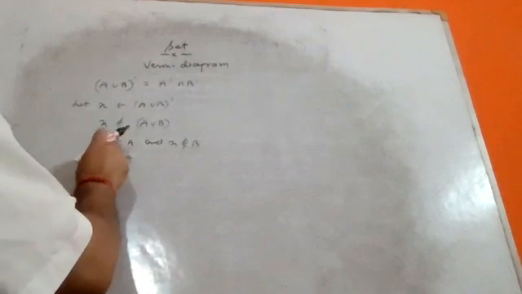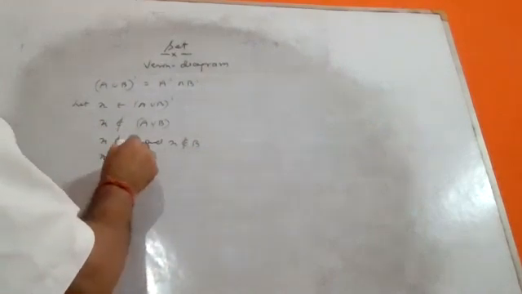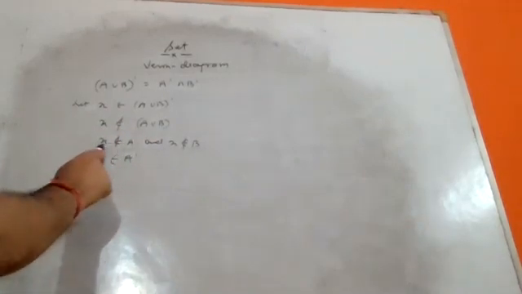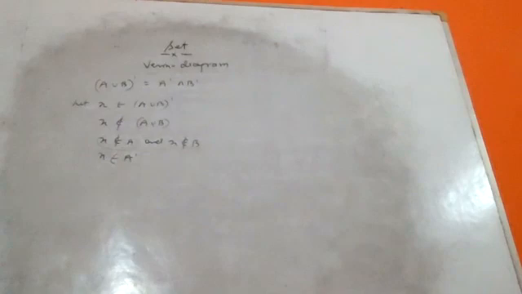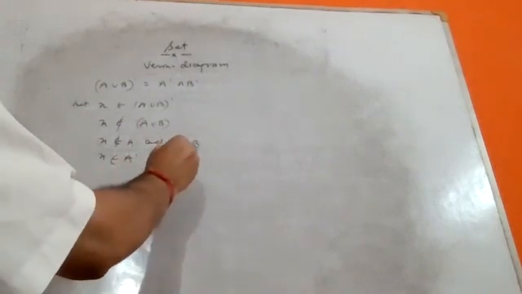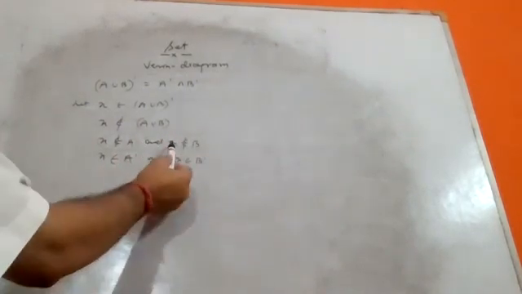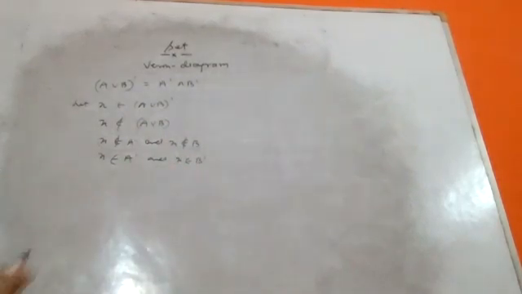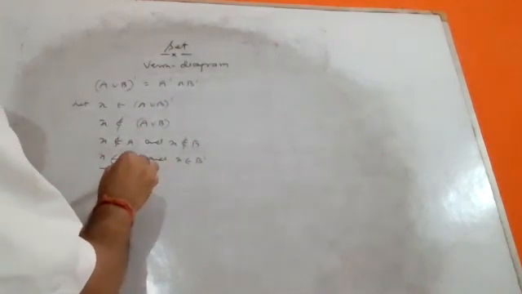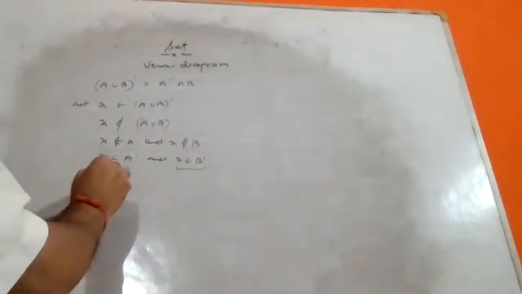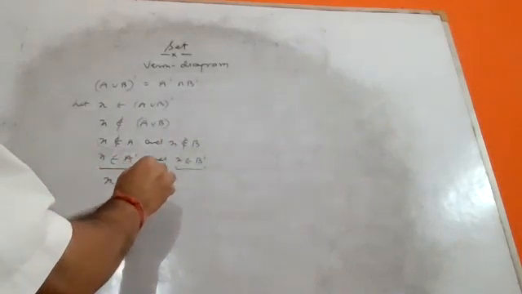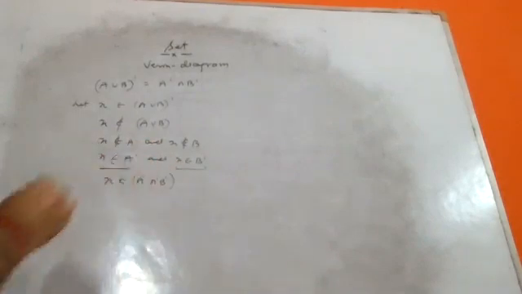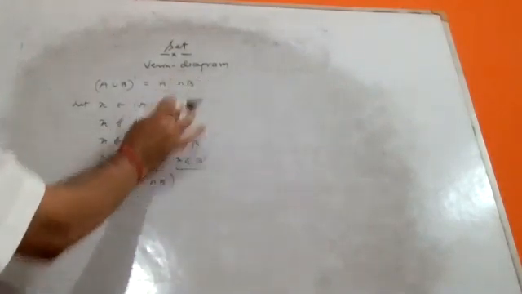If X does not belong to A, the simplest meaning of that is X belongs to A dash. And if X does not belong to B, that means X belongs to B dash. So our concept is X belongs to A dash and X belongs to B dash. That means X belongs to A dash intersection B dash. This is the part that comes out.